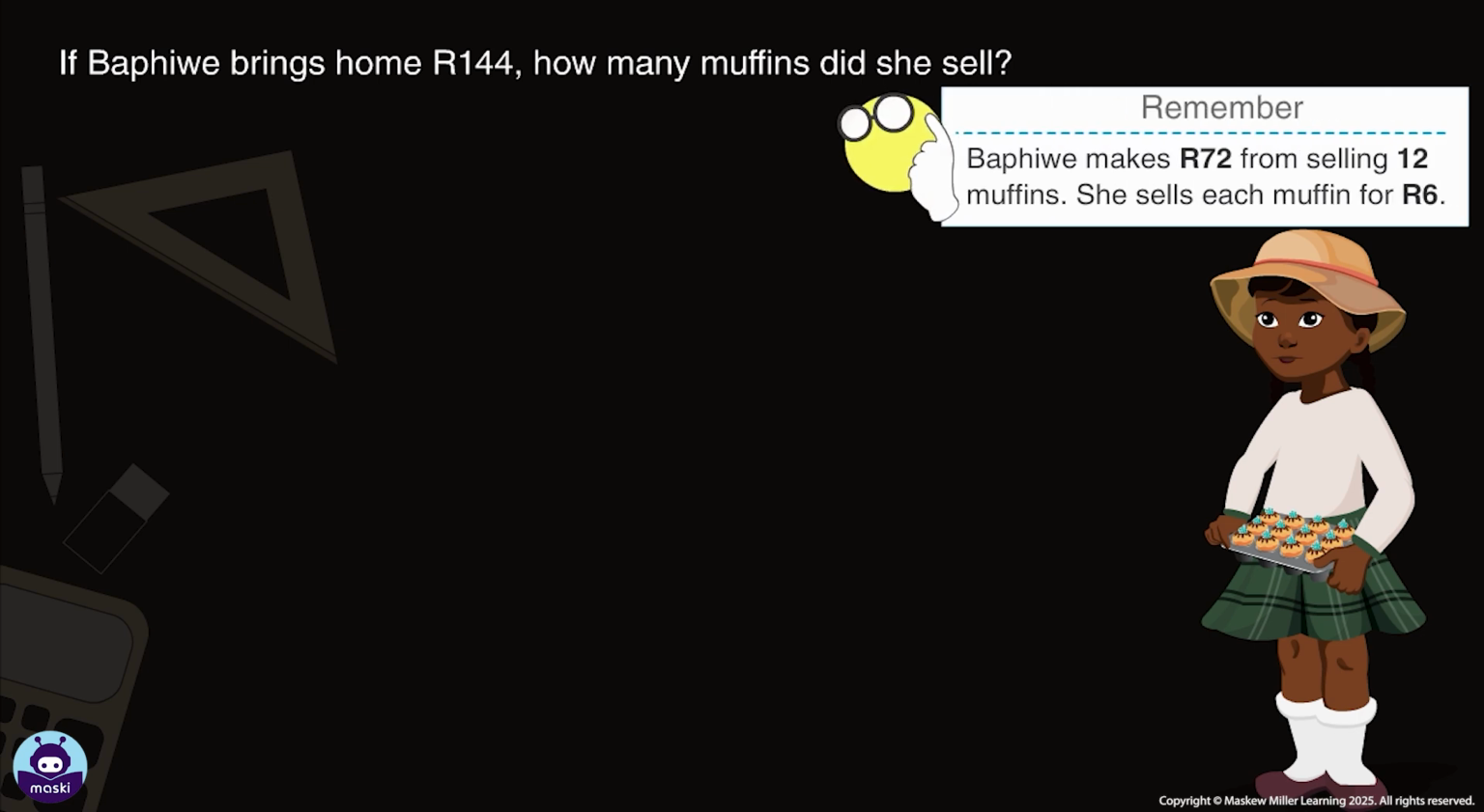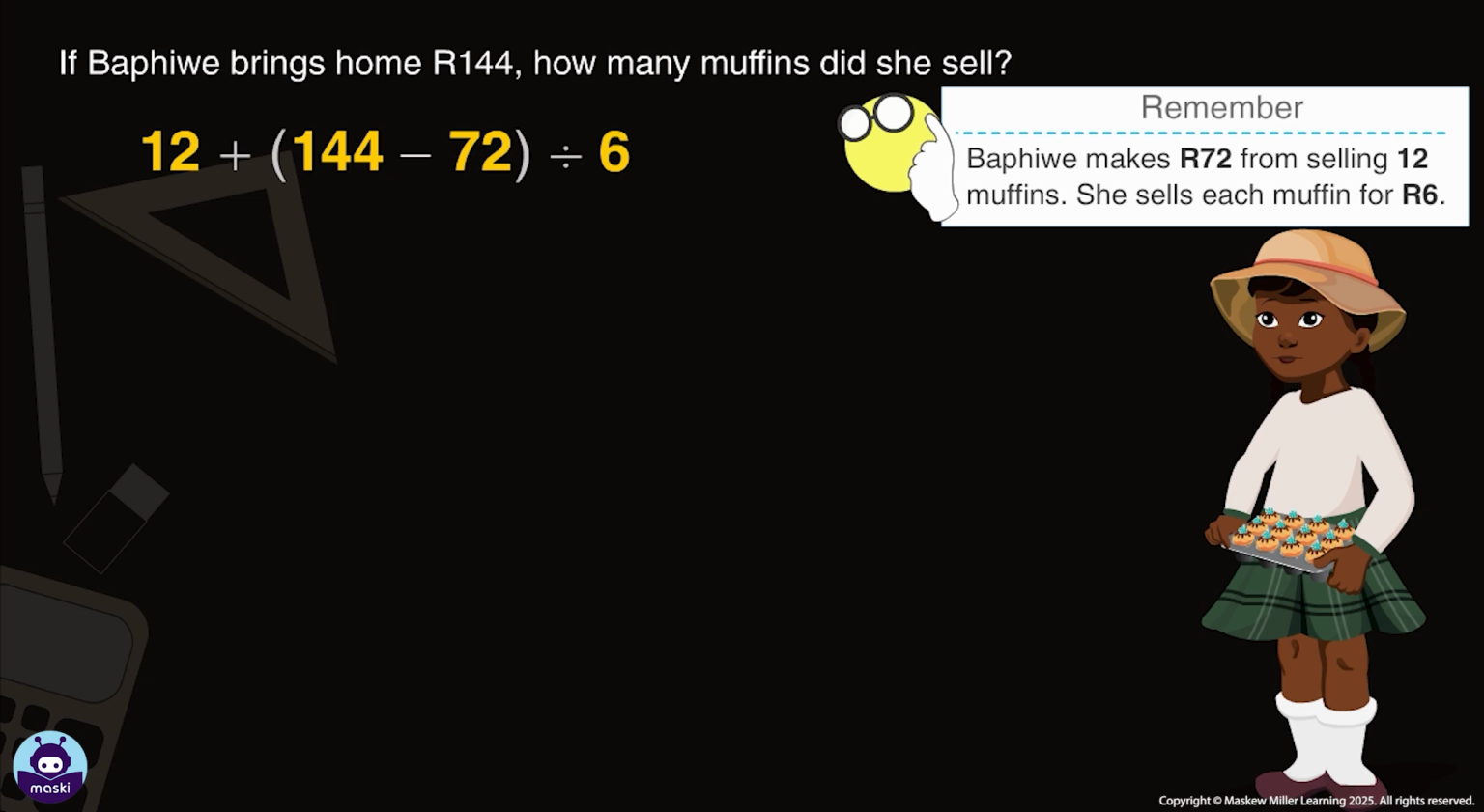If Bapiwe brings home 144 rand, how many muffins did she sell? Remember that she makes 72 rand from selling 12 muffins. She sells each muffin for 6 rand. Let us start by writing the number sentence that describes the situation. We already know that she sells 12 muffins and gets 72 rand. So, we start the number sentence by writing 12. Then we add the difference of 144 rand and 72 rand divided by the price of a muffin.